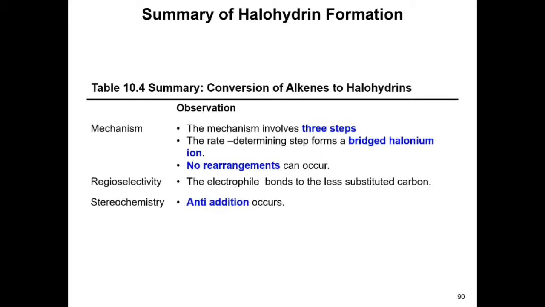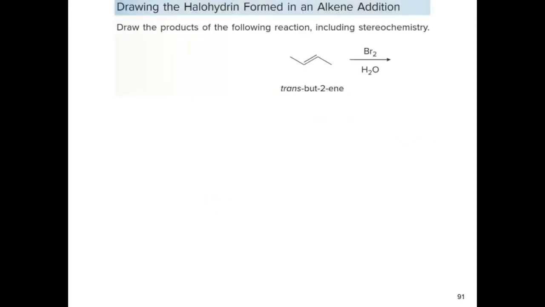In terms of regioselectivity, the electrophile, or the halogen, bonds to the less substituted carbon atom, and then the nucleophile, or the hydroxy group, bonds to the more substituted carbon. And in terms of its stereochemistry, we have an anti-addition, meaning that the hydroxy group and the halogen are in anti-position.